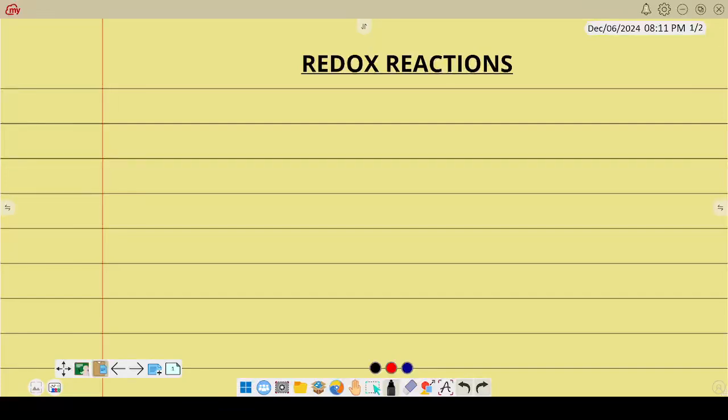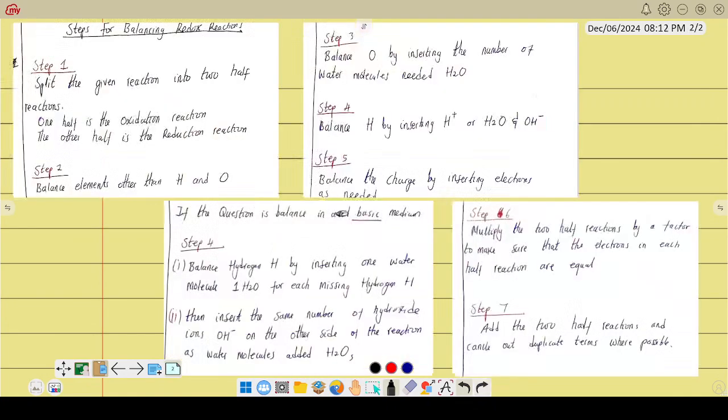Okay, so we continue with our lesson in redox reactions. So now we're remaining with balancing. So we'll do a recap and then we continue with examples. Okay, so we said we have about 7 steps. Okay, so this looks a lot, but we'll go step by step.